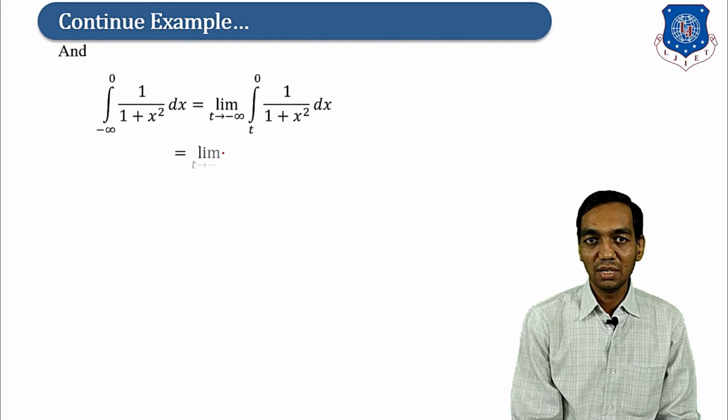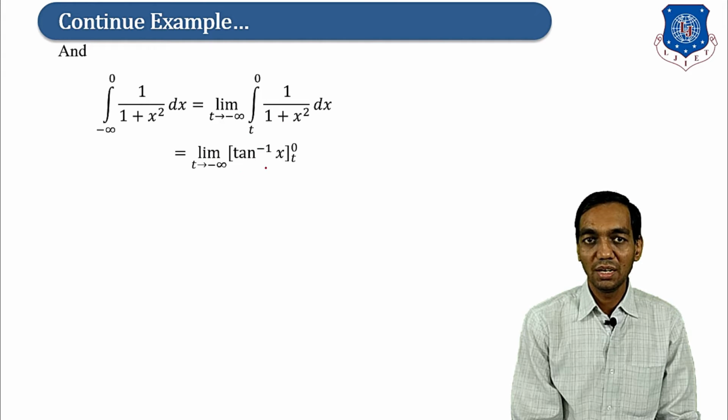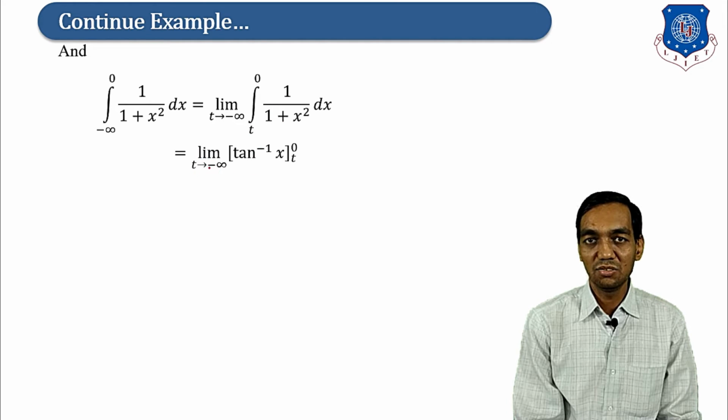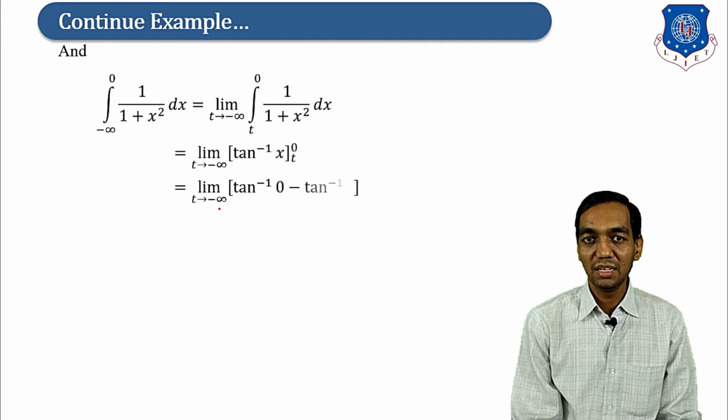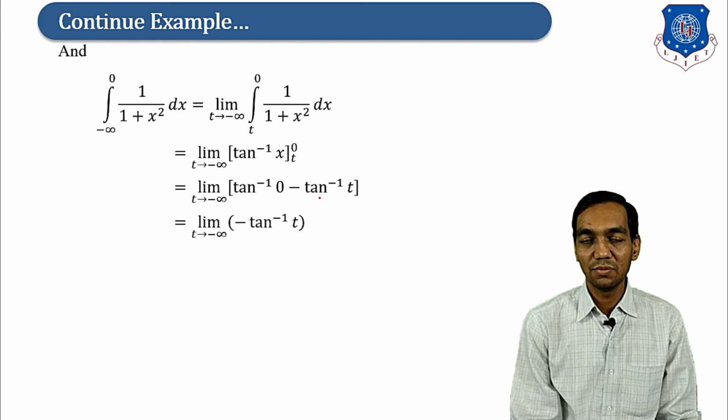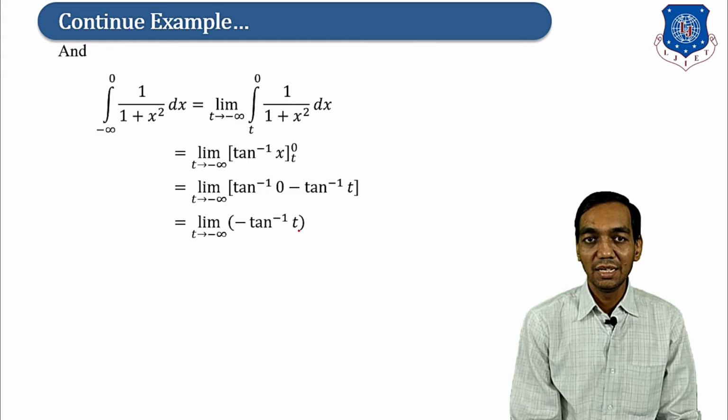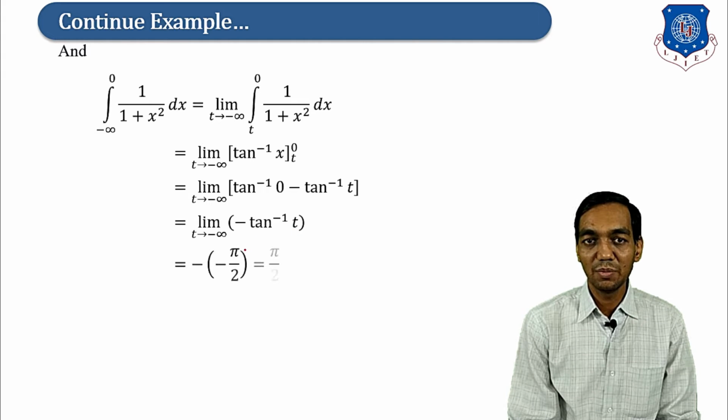So now again the integral is tan inverse x. So you will have limit t tends to minus infinity, tan inverse x for limits from t to 0. So you will have limit t tends to minus infinity, tan inverse 0 minus tan inverse t. Tan inverse 0 has a value 0 and you have the term minus of tan inverse t. Now if you substitute minus infinity, then tan inverse of minus infinity is minus pi by 2. Correct? So you will have minus of minus pi by 2, that will be a plus pi by 2. So this is the answer of the first integral.